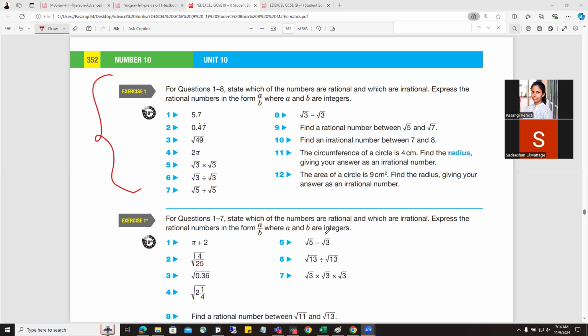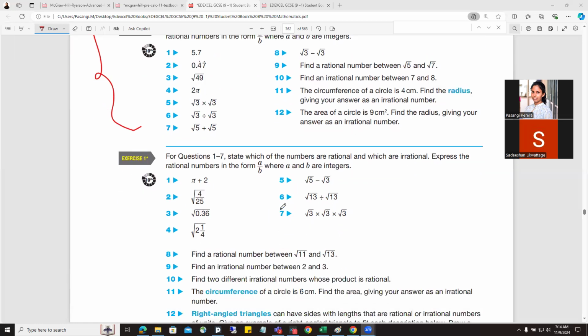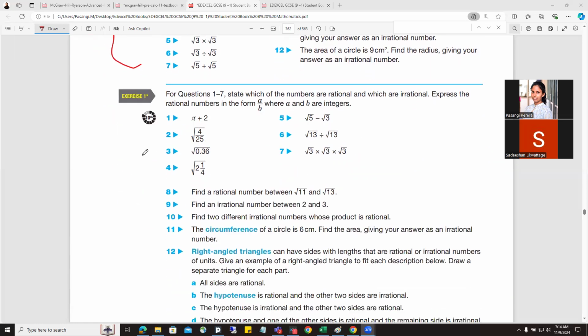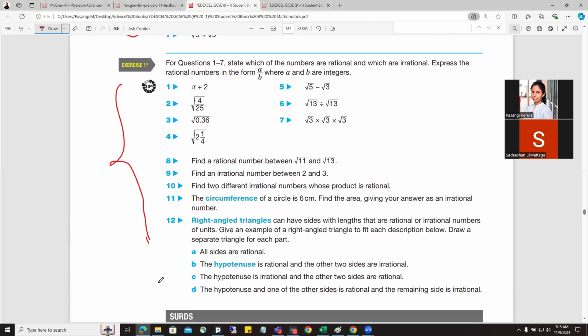Sadeshan, is it done? In the 12th question. Sadeshan, is it done? The first exercise. Miss, still doing. Yes, the 12th one, the last one. Okay, once you have completed it, we'll go to the one star. This one. Okay, Miss.